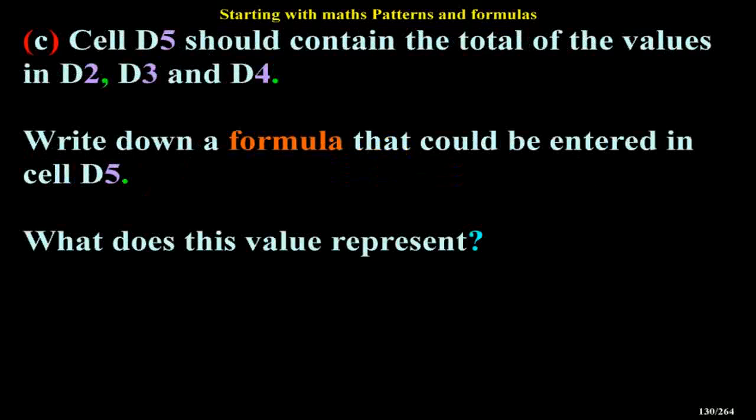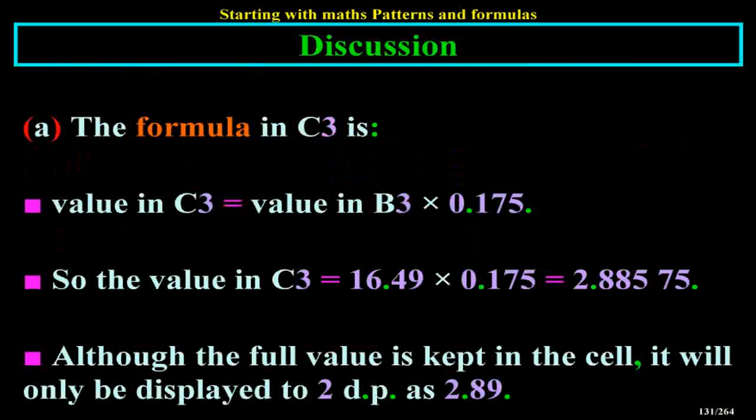What does this value represent? Discussion. The formula in C3 is the value in C3 equals the value in B3 × 0.175. So the value in C3 equals 16.49 × 0.175 = 2.88575. Although the full value is kept in the cell, it will only be displayed to 2 decimal places.